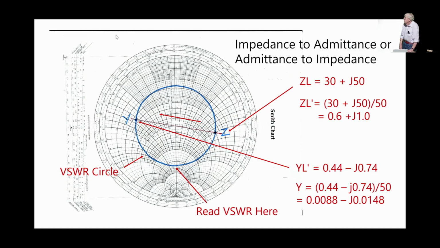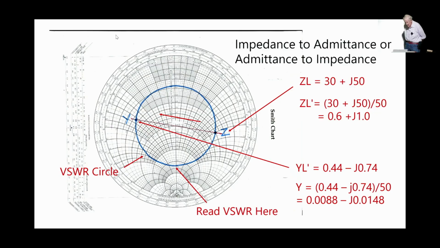And anywhere where you plot an impedance, like we just plotted 30 plus j50, if that happens to be the load that you have, and you draw a circle, well, all those points on the circle are all the impedances that you generate with that load and that characteristic impedance. And you can do work with that.